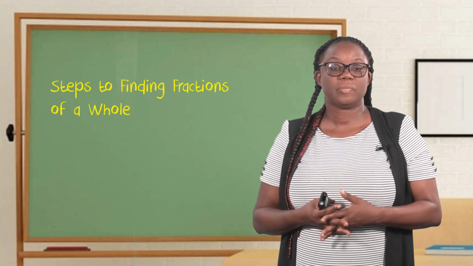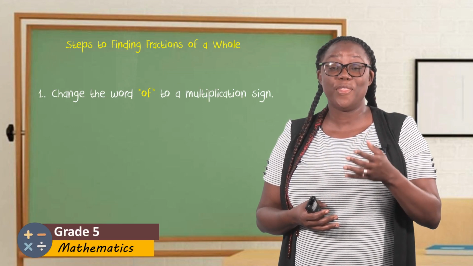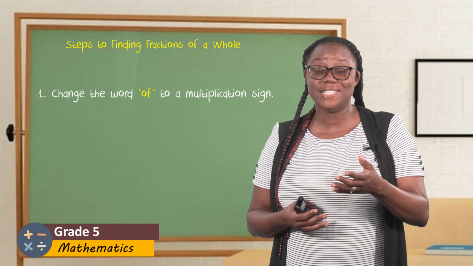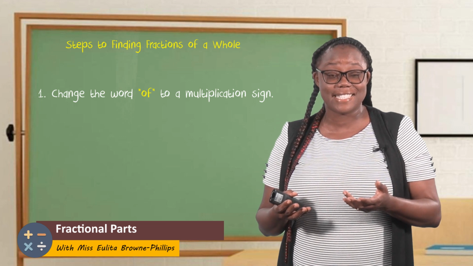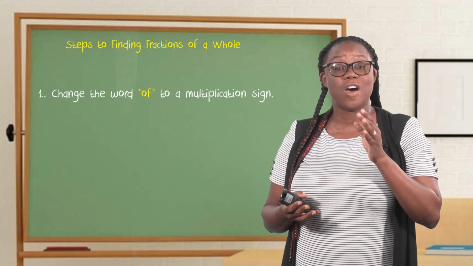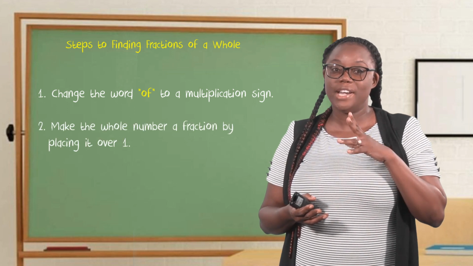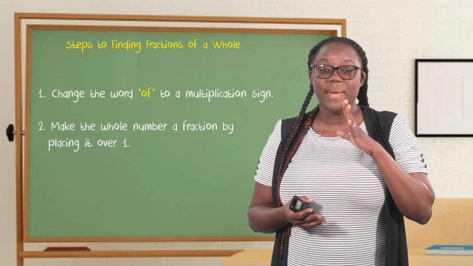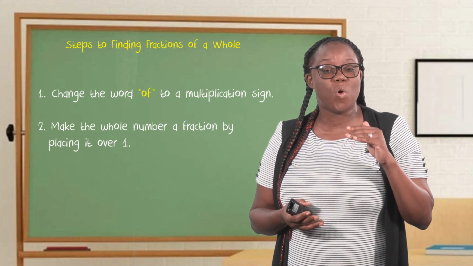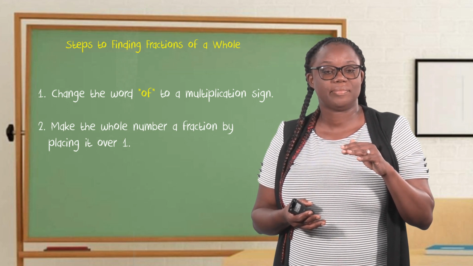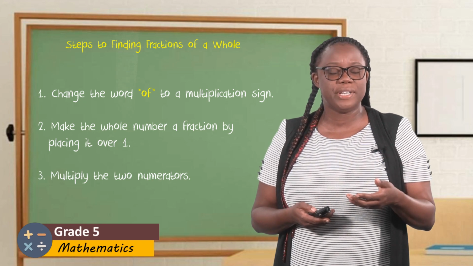Step 1. In mathematics, the word of means multiply. So the first thing you do, boys and girls, is to change the word of to a multiplication sign. Our next step. We make the whole number a fraction by placing it over 1. Then we multiply the two numerators.